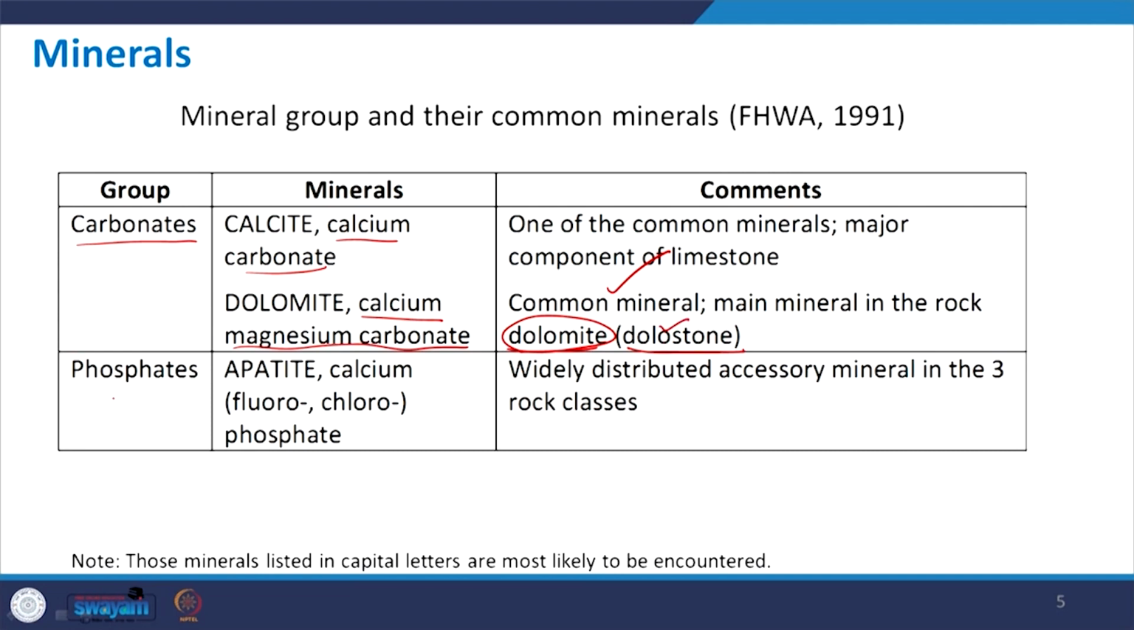Then the next group comprises phosphates. Here the most commonly occurring mineral is apatite. See here it is written in capital letters, calcium fluorochlorophosphate. So it can be calcium fluorophosphate or calcium chlorophosphate. It is a widely distributed accessory mineral in all the three rock classes.